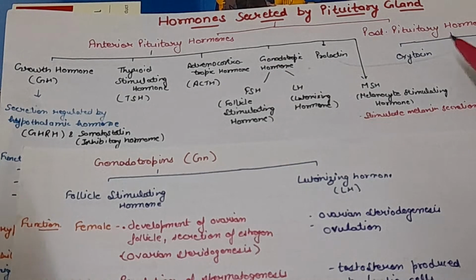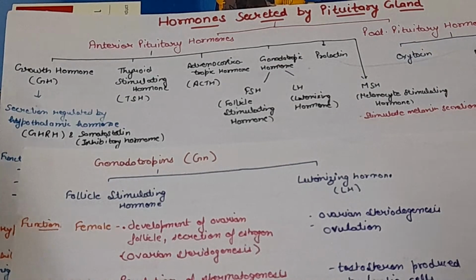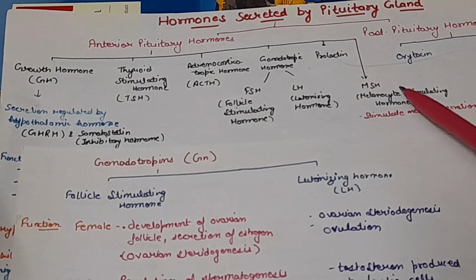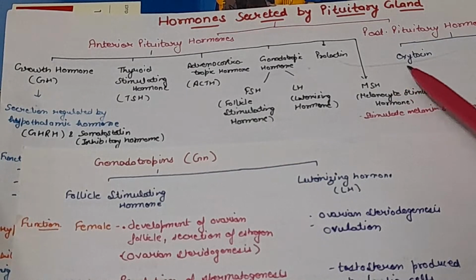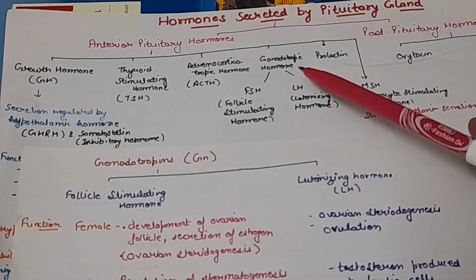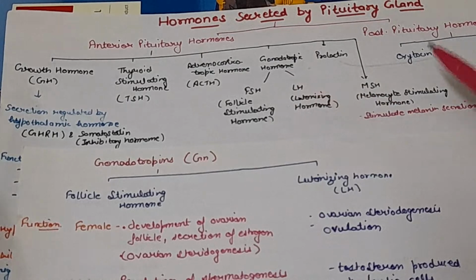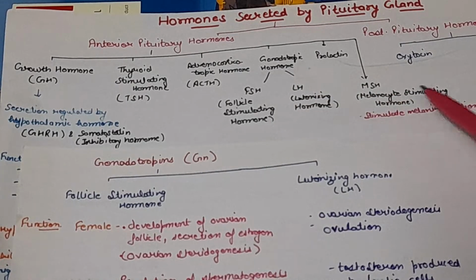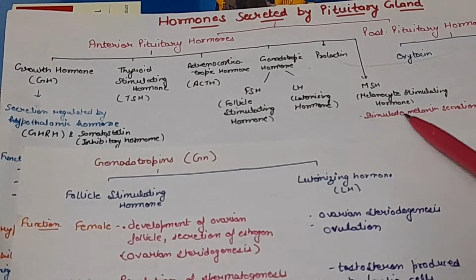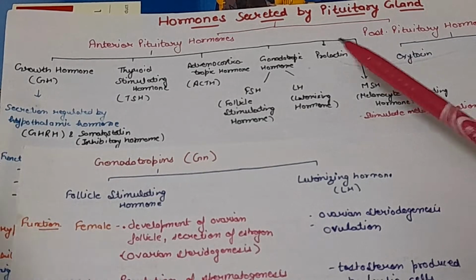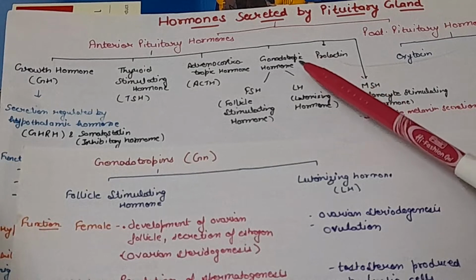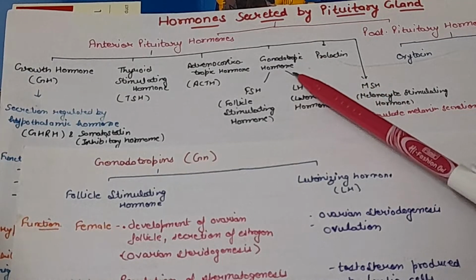So in this video we will discuss another two anterior pituitary hormones. One is melanocyte stimulating hormone, that is MSH, and another is gonadotropic hormone. MSH is also known as melanocyte stimulating hormone, and its function is to stimulate melanin secretion in skin and hair. Next, we will discuss gonadotropic hormone.